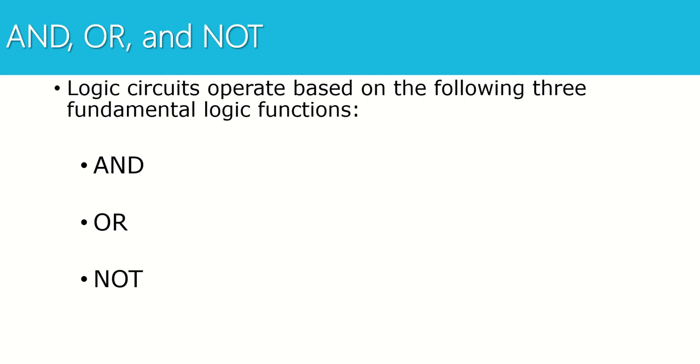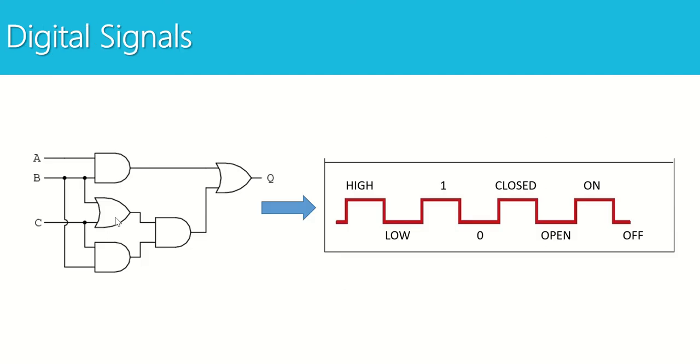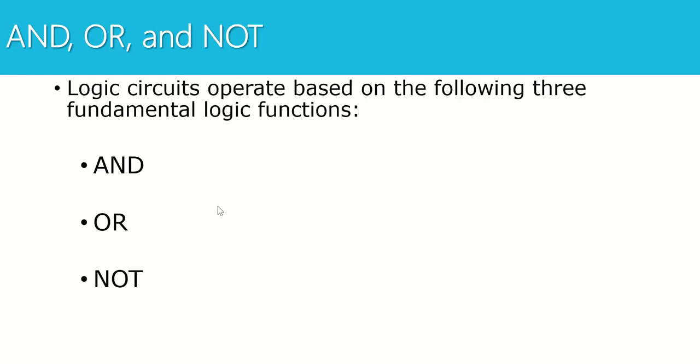So now let's learn about what these symbols mean. So I'm going to break each one of these down. Each one of these performs what we call a logic function, and the first one we're going to talk about is the AND gate. All right, so logic circuits operate based on the following 3 fundamental functions.